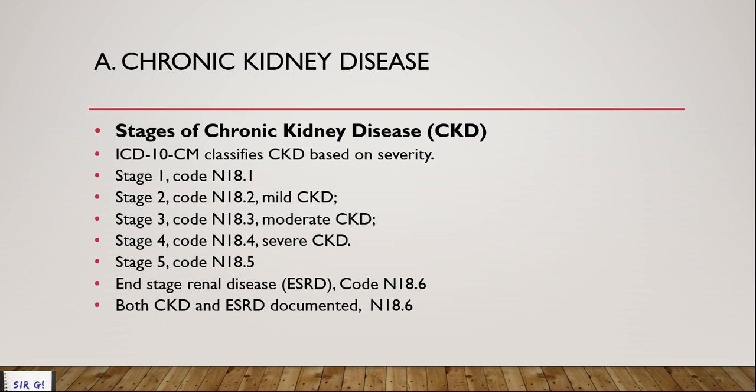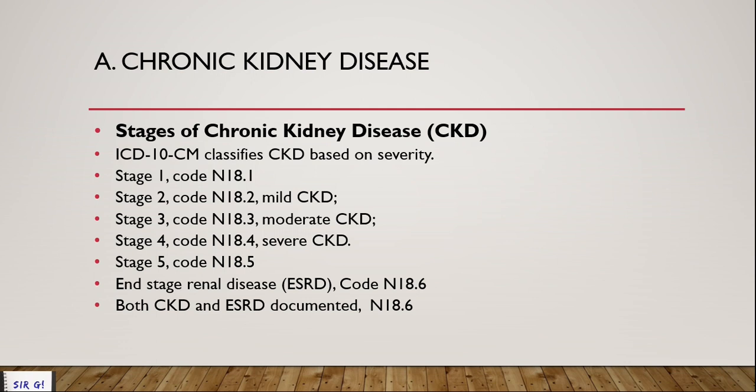So they will always put in the stage, they need to write the word stage 1 or stage 5 if it's not mild, moderate, or severe, correct? Okay, so they will always document stage 1 or stage 5. However, for ESRD, end-stage renal disease, code N18.6. If both CKD and ESRD are documented, you only need to code for your N18.6.